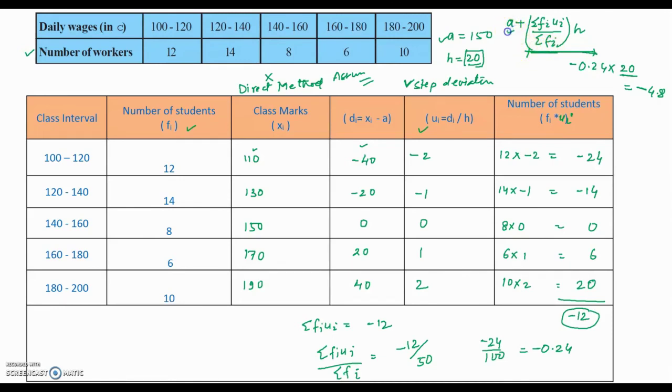Now you have to add a also. What is a here? A is assumed to be 150, so you add 150. 150 and minus 4.8. So what you get is 145.2. 145.2 is the mean that we are looking for. That is what we get using the step deviation method.